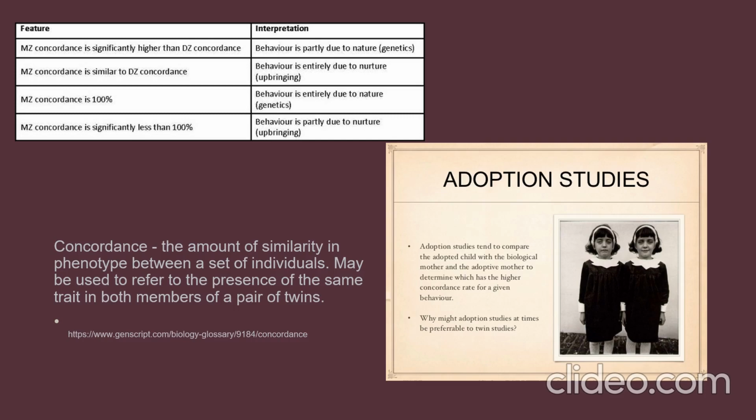Next, we have adoption studies. Adoption studies tend to compare the adopted child with the biological mother and the adoptive mother to determine which has the higher concordance rate for a given behavior. Okay, halimbawa, yung adoption studies, meron kang anak, yung na-adopt, matalino, tapos titignan mo kung matalino ba yung biological mother niya, or titignan mo kung matalino yung nagpalaki sa kanya. So, para natin malaman if it's due to nature or due to nurture.